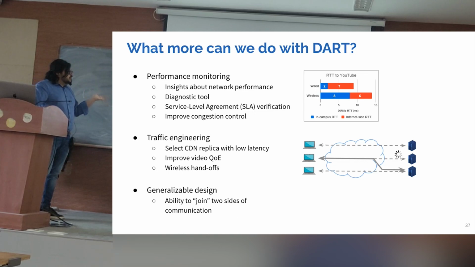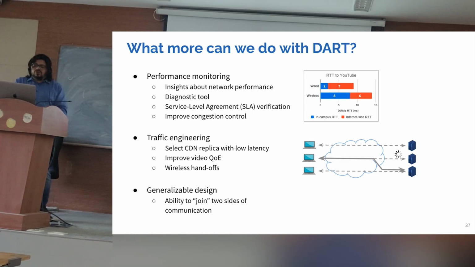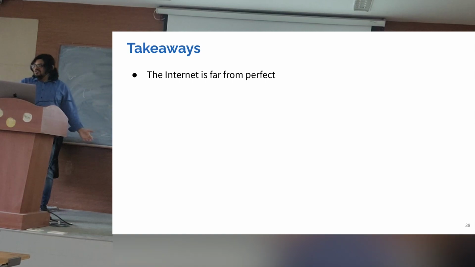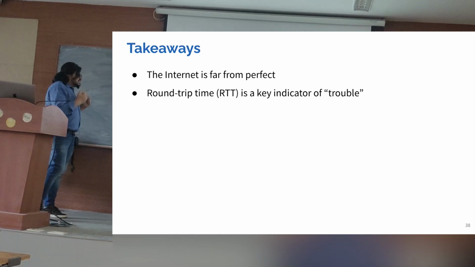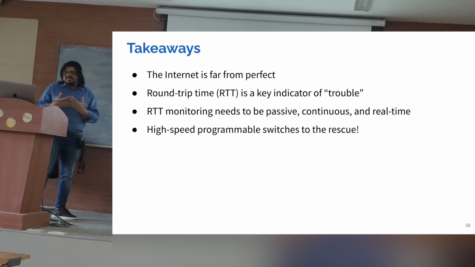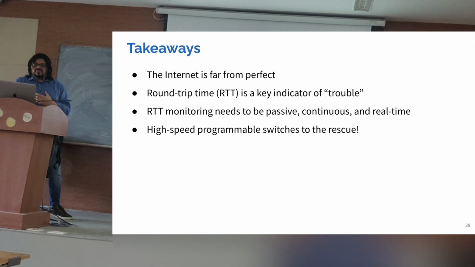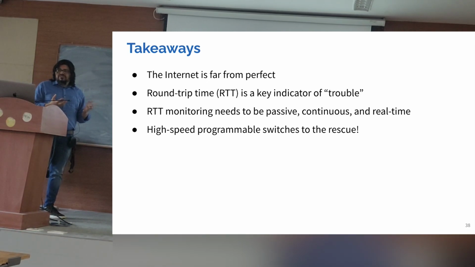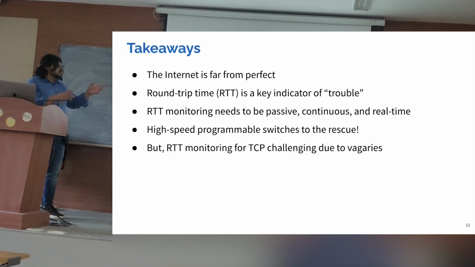With that, I would like to conclude with a refresher of what we discussed so far. The first point I made was that the internet is far from perfect. Round trip time is a key indicator of trouble, right? We spoke about how RTT monitoring needs to be passive, continuous, and real time. We spoke about how high-speed programmable switches, which are available now, have come to our rescue. We also spoke about the fact that RTT monitoring for TCP can be challenging due to the vagaries, idiosyncrasies, and peculiarities of TCP traffic.